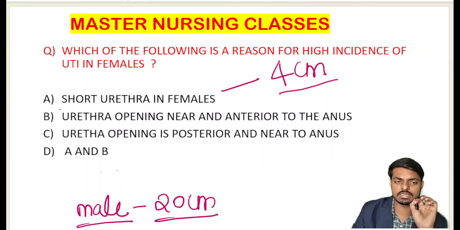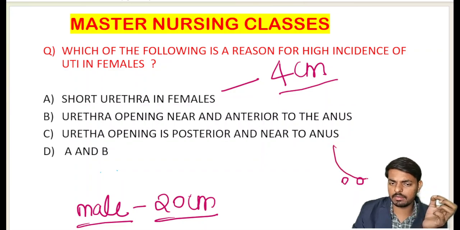Option A says yes, the short urethra increases the risk of infection in females, and option B says the urethral opening is near and anterior to the anus. Very, very important, students. Here is the anal opening, and here is the perineum of the female. Beside the anal opening, in the anterior part of the anal opening, is the vaginal opening, and near the vaginal opening is the urethral opening.